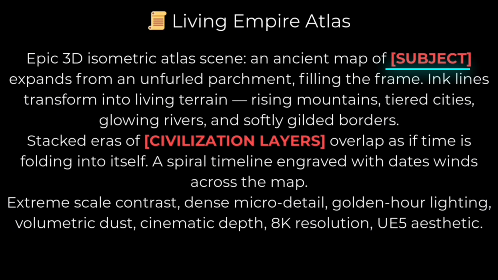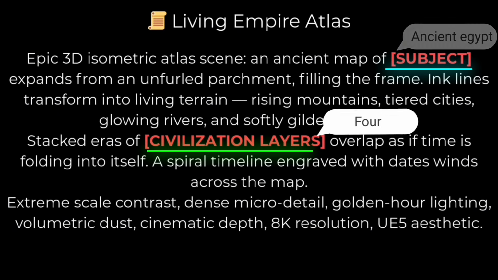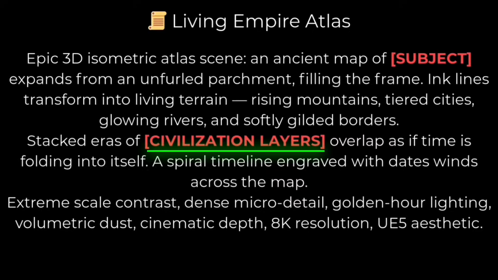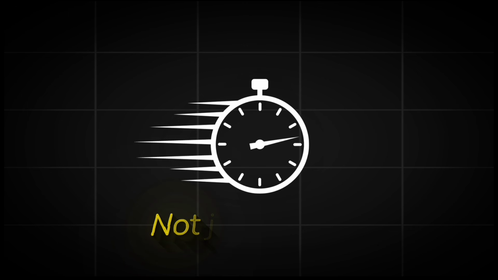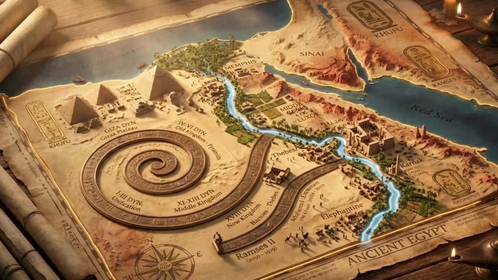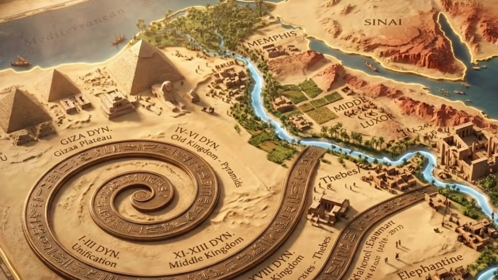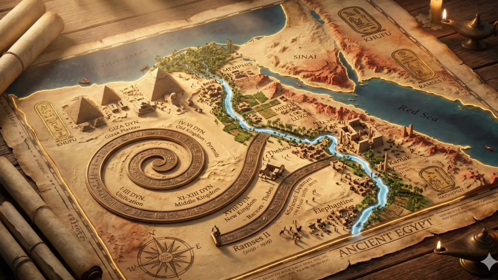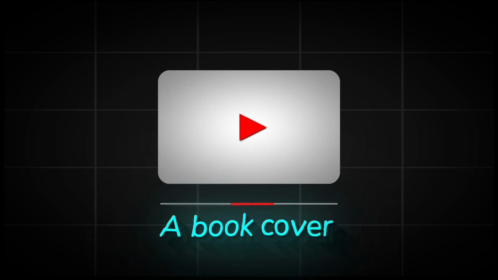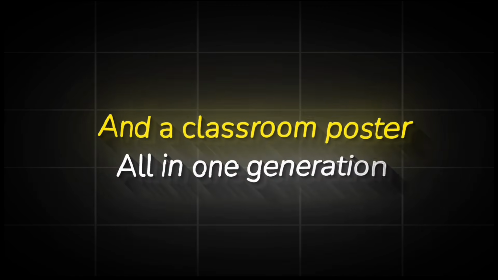I'm setting the subject to ancient Egypt and defining 4 civilization layers. This stacking instruction is crucial. It tells the model that time is a physical dimension in this image, not just a label. The pyramids are coming out of the parchment. The Nile is glowing. The spiral timeline is literally engraved into the terrain. This is a thumbnail, a book cover, and a classroom poster all in one generation.